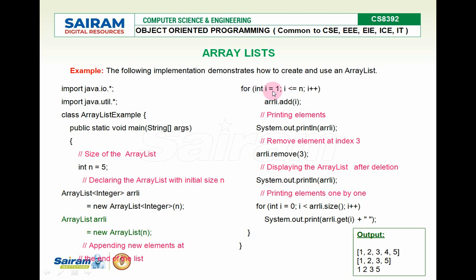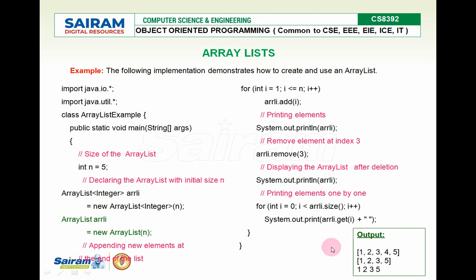I'm putting in a for loop. In the for loop, I'm adding the i value to the array list, with i starting from 1 to n. If n is 5 initially, we know that, right? So 1, 2, 3, 4, 5 will be added one by one to the array list. ArrLi is my object, and ArrLi dot add is the function adding 1, 2, 3, 4, 5, and thereafter I'm printing that.